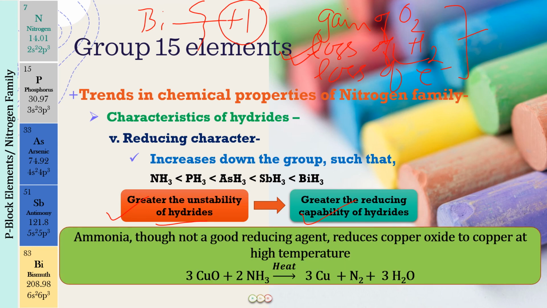Okay. Now, please do remember that in the case of ammonia, this is not a good reducing agent. This is the top of the group 15 element hydrides. But even then, it can reduce copper oxide to copper at a high temperature. So copper oxide plus ammonia will form copper, nitrogen, and along with that, water will be released.